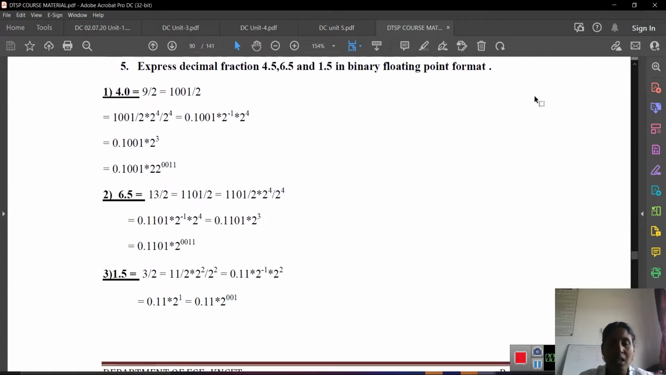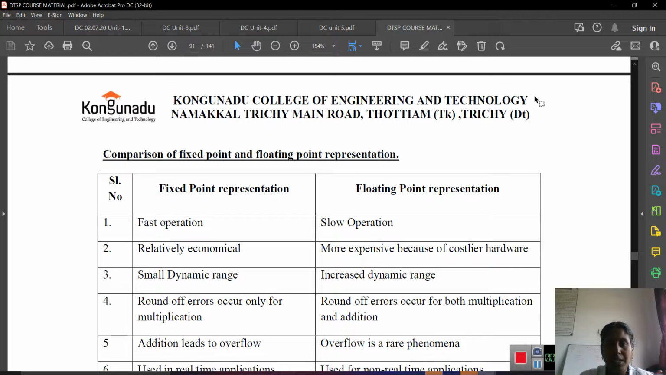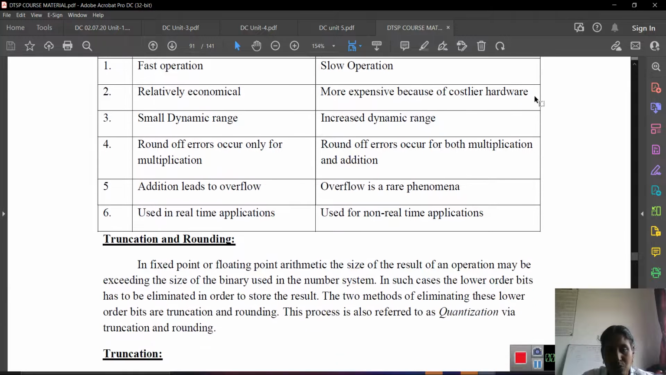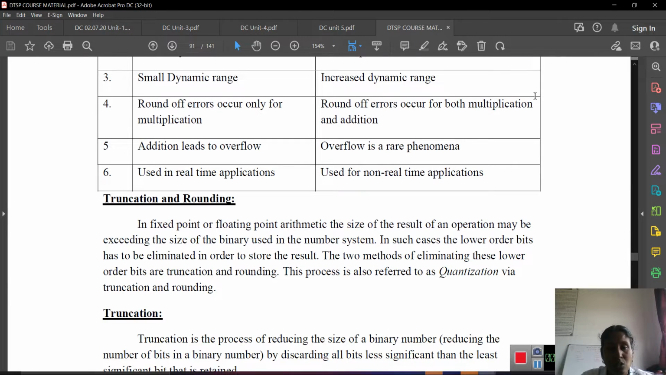Likewise, we have several formulas available. Here is the comparison of fixed point and floating point. The left side is fixed point and the right side is floating point. Fixed point has fast operation, while floating point is slow. Fixed point is relatively economical, while floating point is more expensive because of costly hardware. Fixed point has a small dynamic range, while floating point has an increased dynamic range. Round-off errors occur only for multiplication in fixed point, but for both multiplication and addition in floating point. In fixed point, addition leads to overflow, which is a rare phenomenon. Fixed point is used in real-time applications, while floating point is used for non-real-time applications.